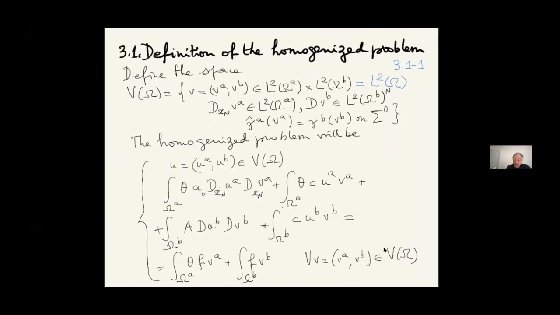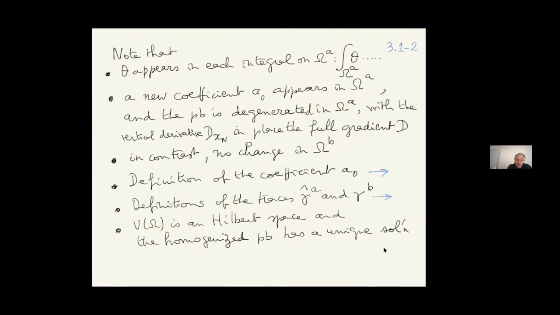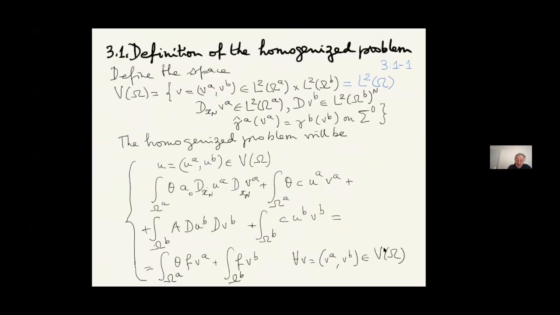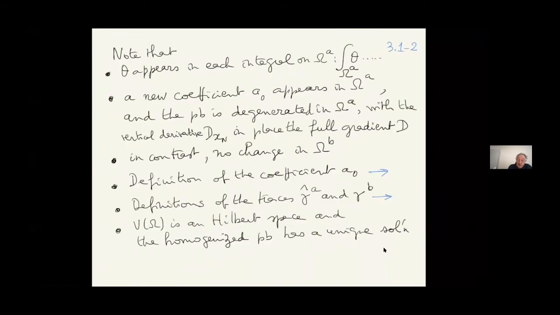Okay, let me make a few remarks. First of all, theta appears in each integral over omega A. In this term, which is on omega A, we have theta. In this term of omega A, we have theta. But there is no theta in omega B. Second thing, a new coefficient A0 appears in omega A, and the problem is degenerate in omega A, in the sense that the full gradient D is replaced by the vertical derivative dxn. No change in omega B, as I said, and we need now to define the coefficient A0 and the traces gamma A and gamma B.